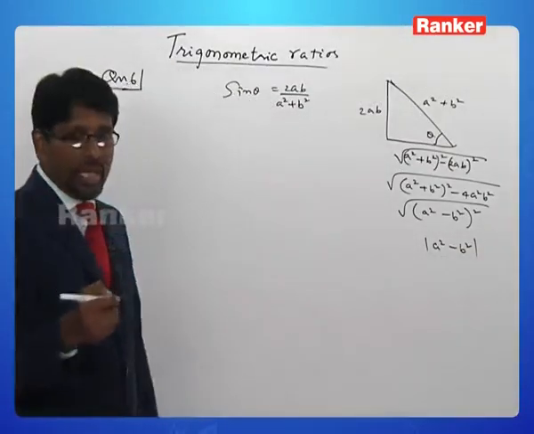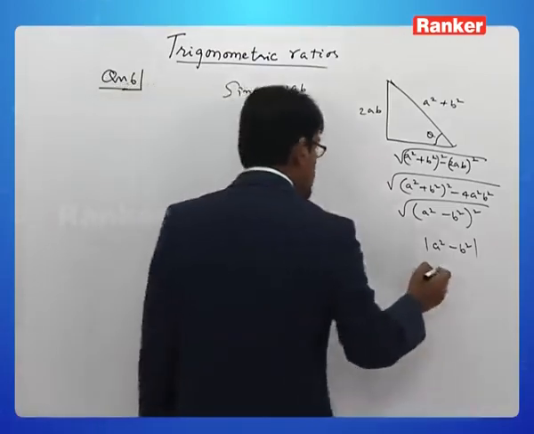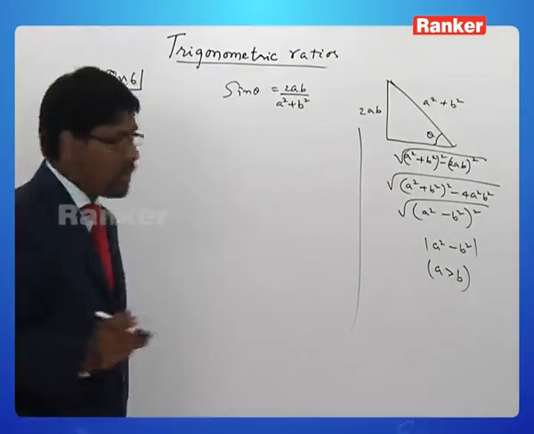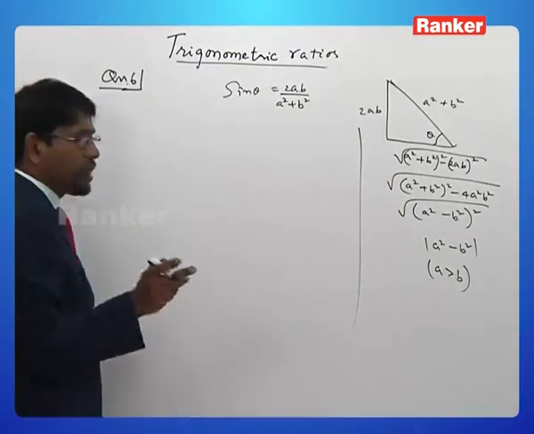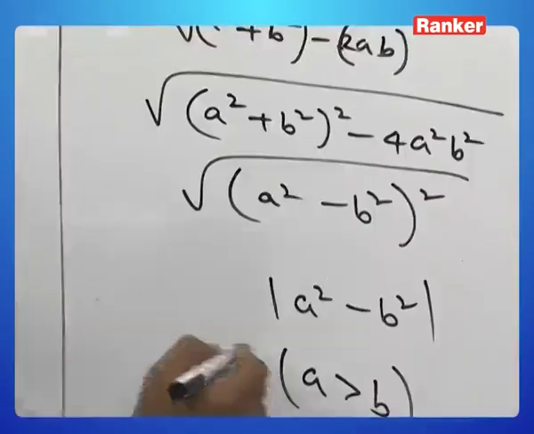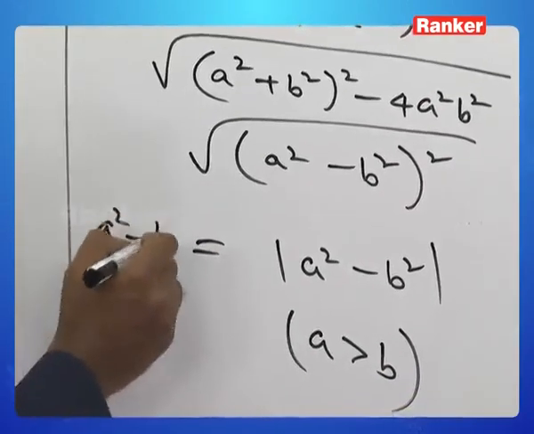Let us assume a is greater than b, because we do not have an option with b minus a there. So, let us assume a greater than b. Therefore, this I can write as a square minus b square there.